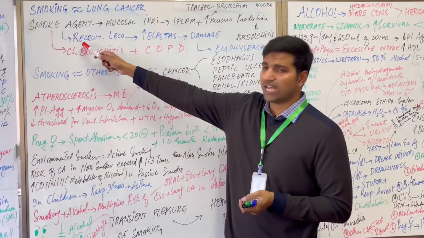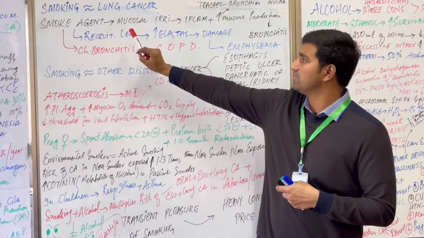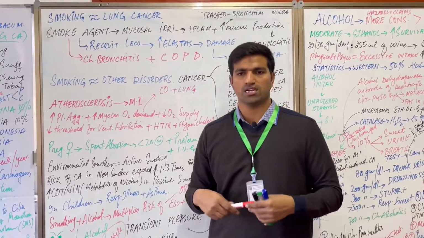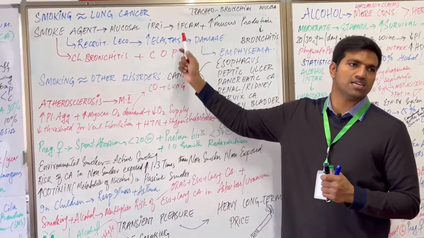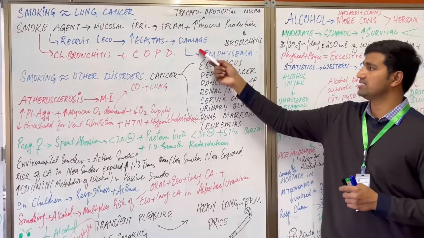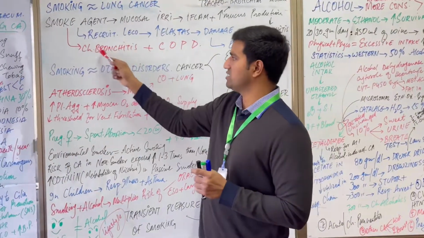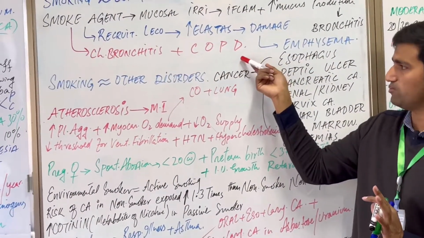Then smoking agents can lead to the recruitment of leukocytes. Due to the increased entry of leukocytes into the lung tissue, the elastase activity increases, and due to this activity there is damage to the lung tissue that ends up in a disease called emphysema. Then smoking agents can also cause chronic bronchitis and chronic obstructive pulmonary disease.